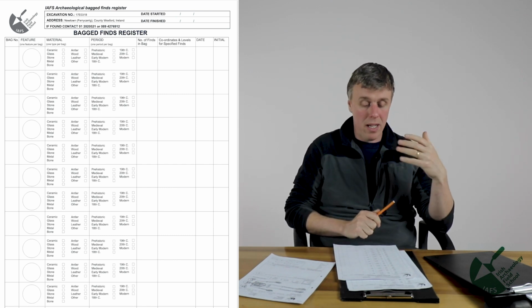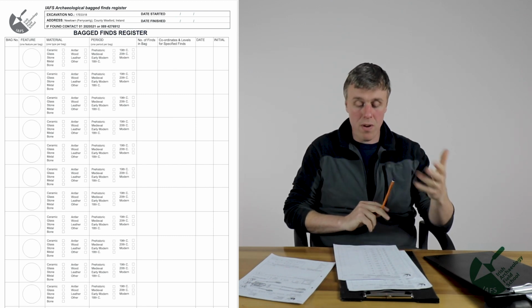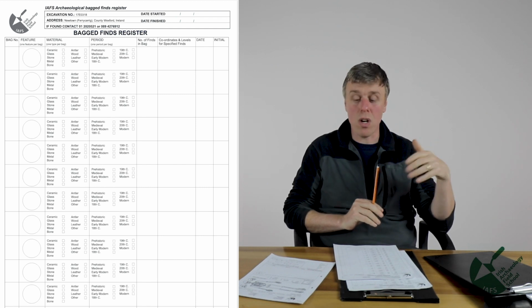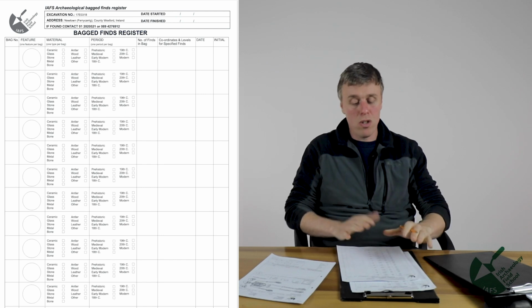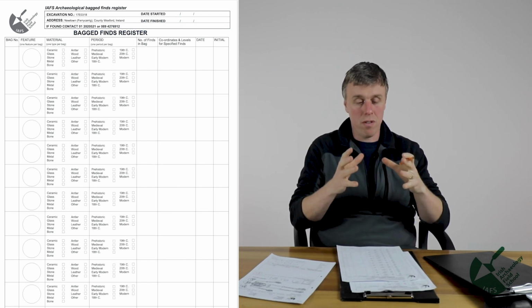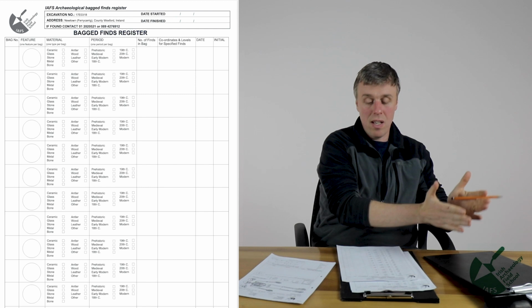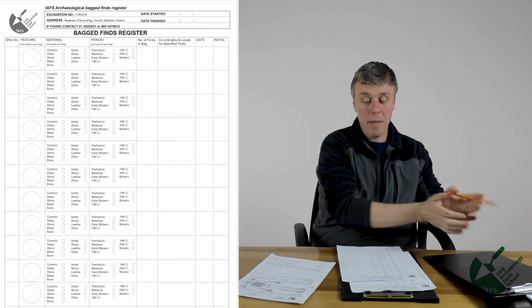Then you put in what sort of finds they are. Are they ceramic, stone, metal, etc., and what period they're from. Are they prehistoric? Are they medieval? Are they modern? What do they come from? And how many finds are in the bag, okay? So the bagged finds register is just the first level of tracing the archaeological artifacts you're getting.